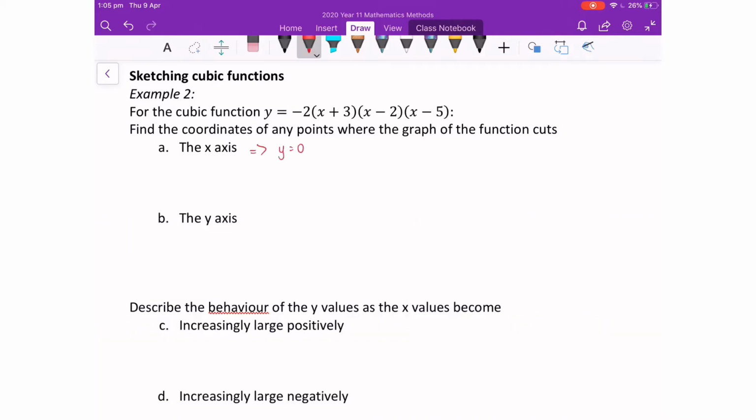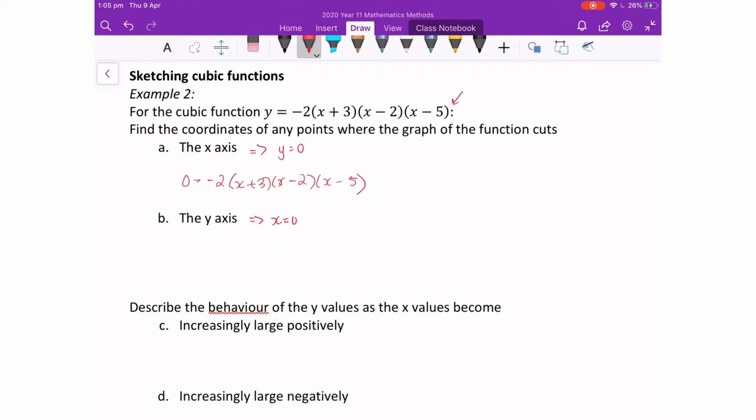y equals 0, okay? And to find where it cuts the y-axis, or our y-intercepts, we're going to let x equals 0 for this particular function here. So let's do that right now. So for the x-axis, y equals 0. So let's make that 0 equals -2(x plus 3)(x take 2)(x take 5).